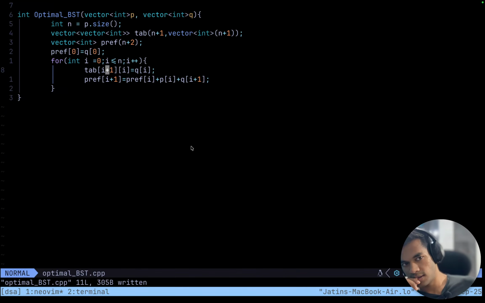The fact that this is zero indexed is kind of crazy. Tab will go up to n, then I cannot access I plus 1, because tab n plus 1 will give me a segmentation fault. And qi is something that we have here.